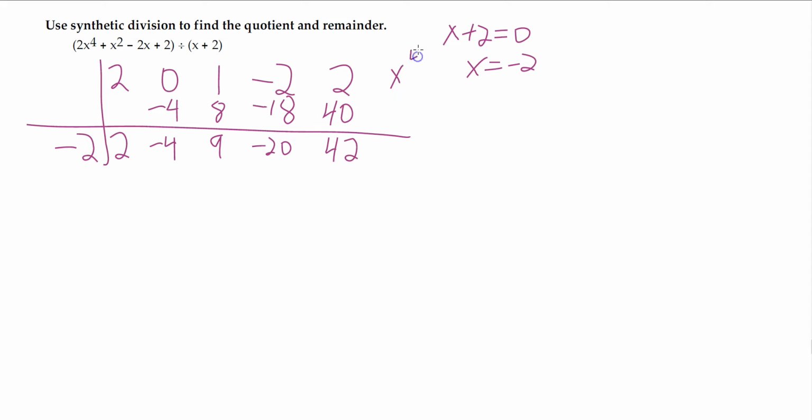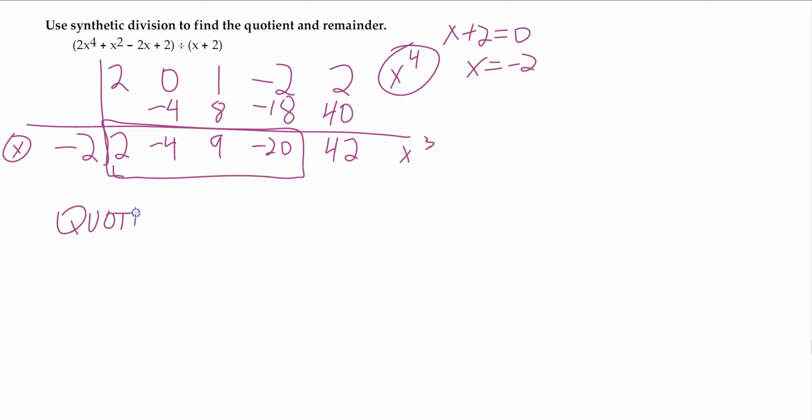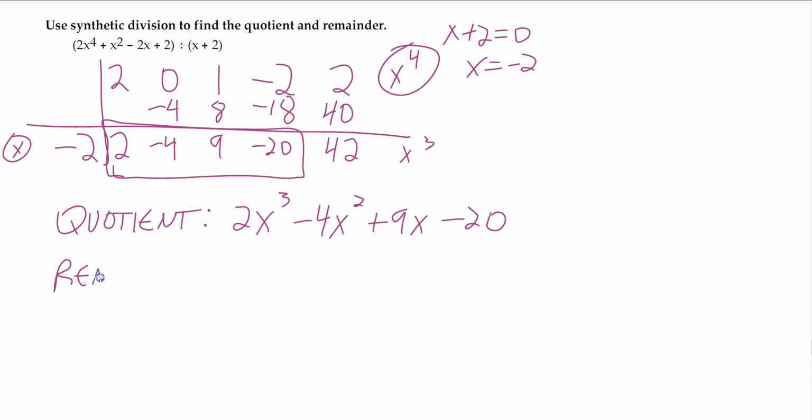This was an x to the fourth polynomial to begin with. We pulled out an x over here, so this is now x cubed. These are the coefficients of the x cubed. This is the quotient. The quotient would be 2x cubed minus 4x squared plus 9x minus 20. And the remainder is 42. And that would be how you interpret the numbers that come out of the synthetic division.